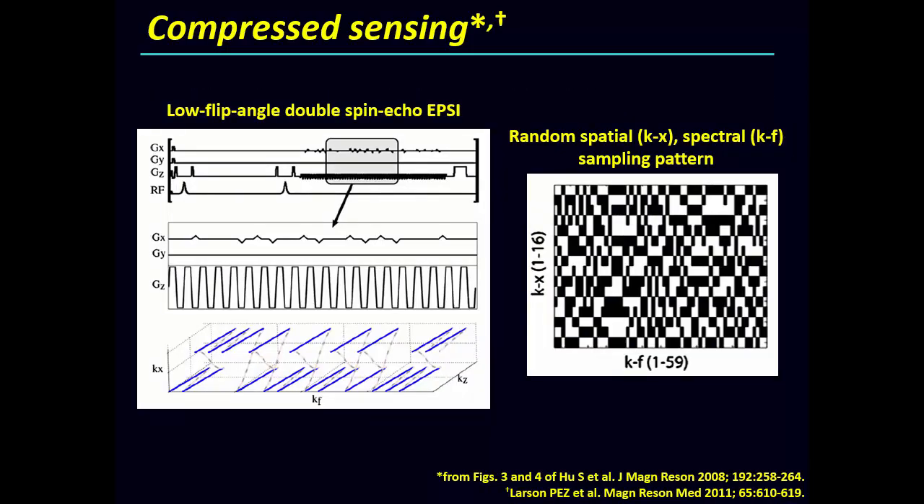Here's an example of this applied to carbon-13 by Hu and colleagues. This is again the low flip angle, double spin echo EPSI sequence that we saw. They've added a randomly blipped gradient here along the GX axis, shown here in the inset. And what this does is allow us to sample at random spacings along the spectral domain. And then this pattern is varied as you step through the phase encoding gradient on the other axis. And you get a random sampling pattern that looks like this. So we have the spatial direction here vertically, the spectral dimension left to right, and the black areas are where we didn't sample data. So they've not sampled half the data for this particular example.